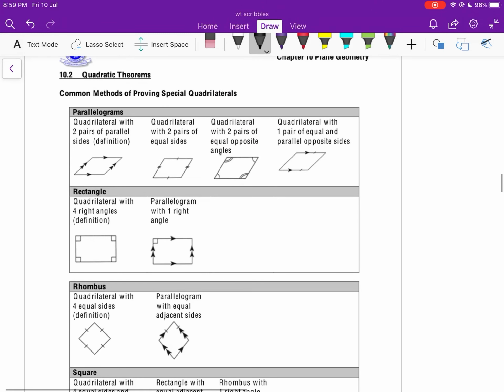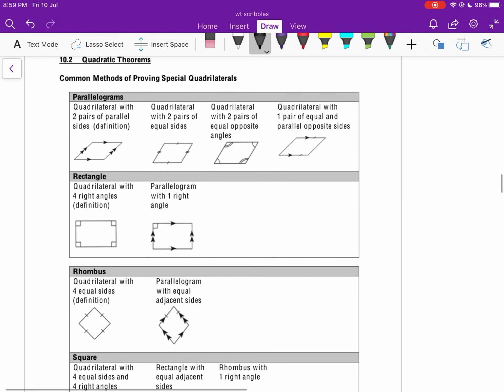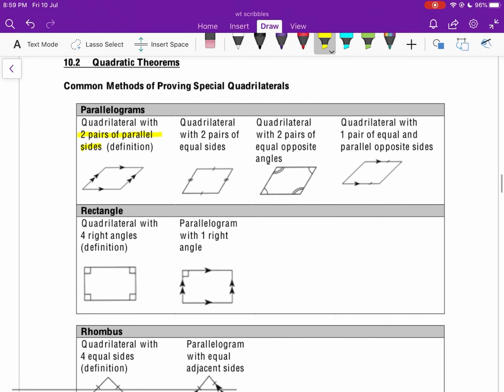So this page gives you a good summary of these 4 different quadrilaterals. So how do I prove that a quadrilateral is actually a parallelogram? As long as you have a quadrilateral with 2 pairs of parallel sides, it is a parallelogram. Same thing, 2 pairs of equal sides, they are also considered parallelograms.